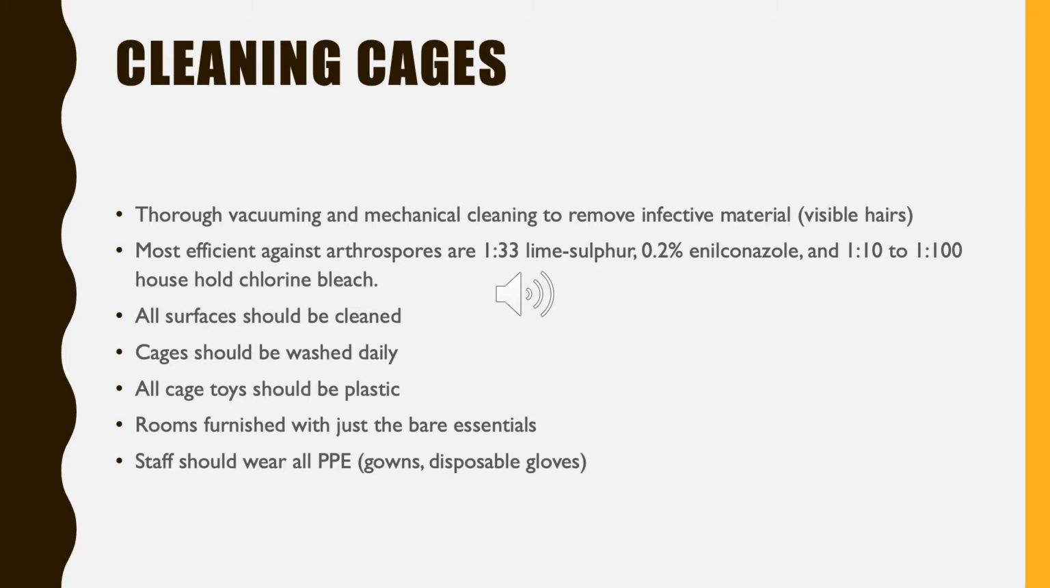All surfaces should be cleaned with a 1 to 33 lime sulfur ratio on the infected animal and a 1 to 10 to 1 to 100 household bleach dilution for cages. Cages must be washed daily as well as toys. Any toys not able to be washed should be discarded. All surfaces should be cleaned 3 times with clean rags.